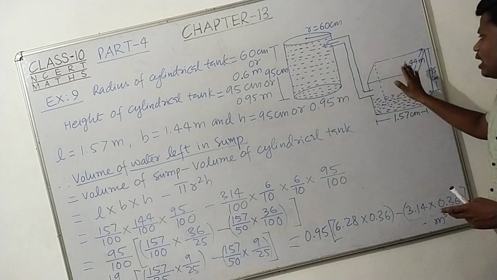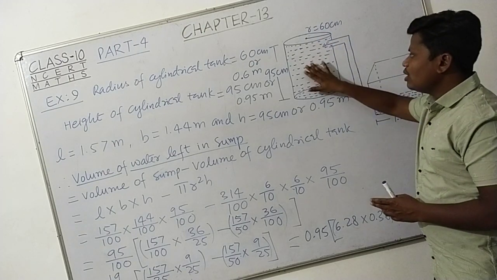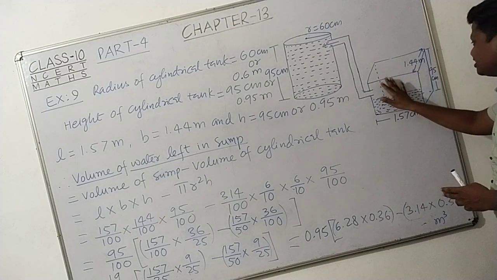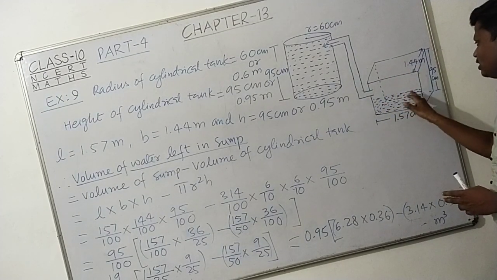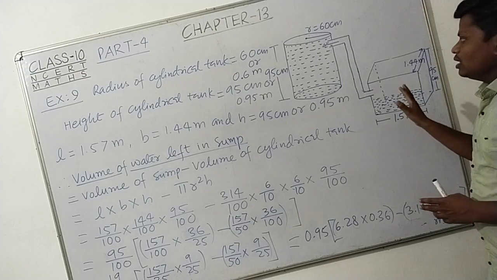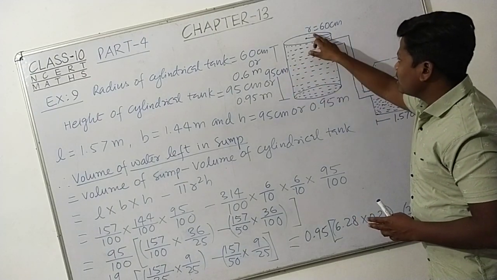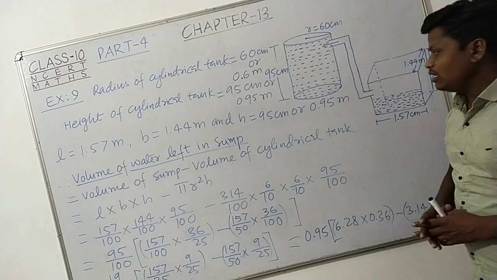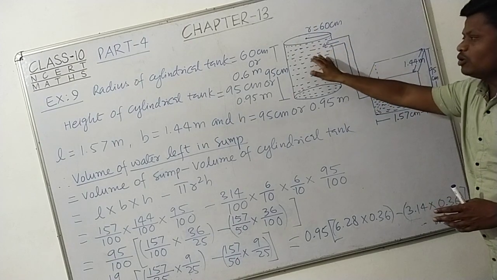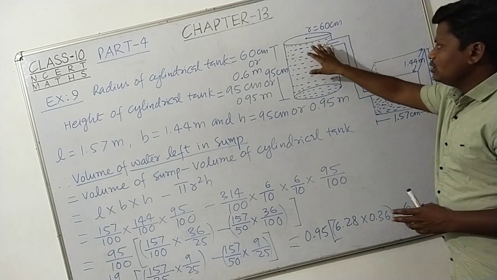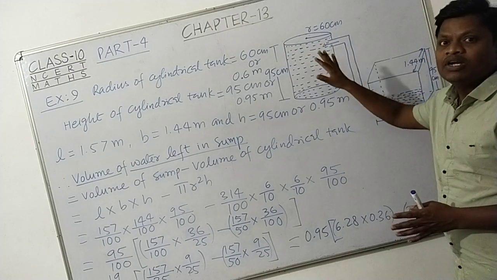Initially the cuboidal tank was completely full, and when we transported water from here into the cylinder, the cylinder is now completely filled, and some space is empty in the sump and some water is remaining in this sump. And this is the cylindrical tank whose height is 95 centimeter and the radius is 60 centimeter, and it is completely filled.